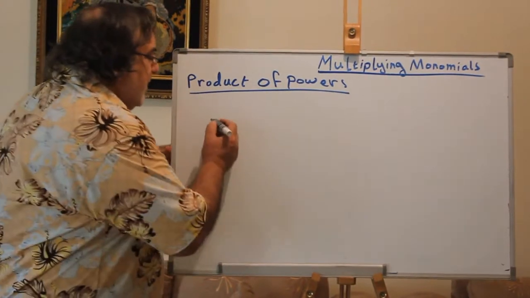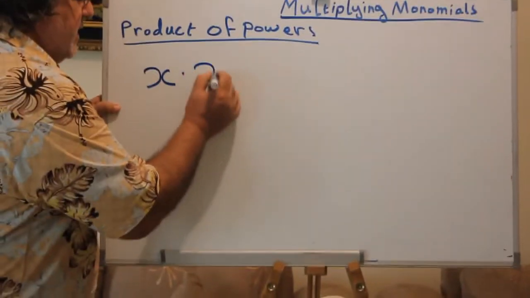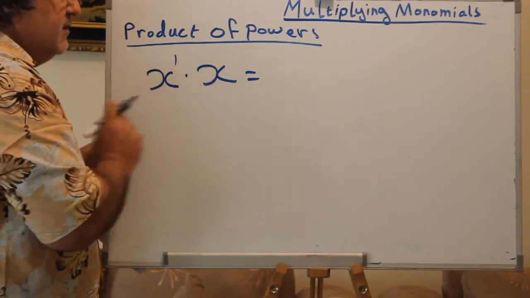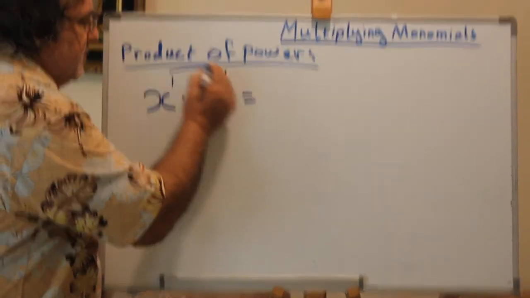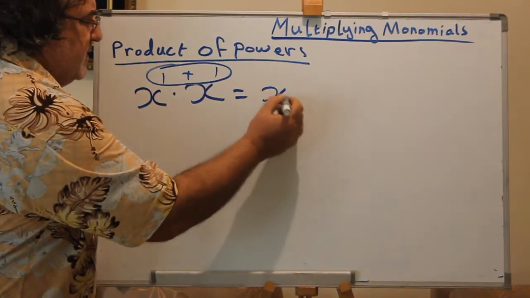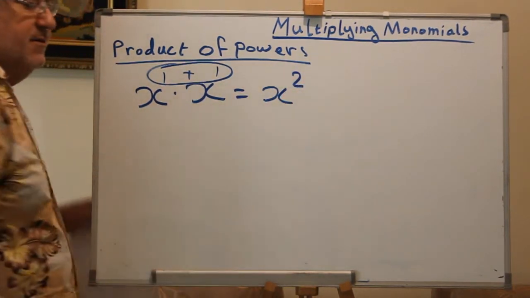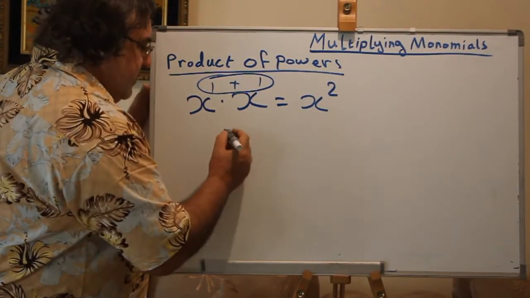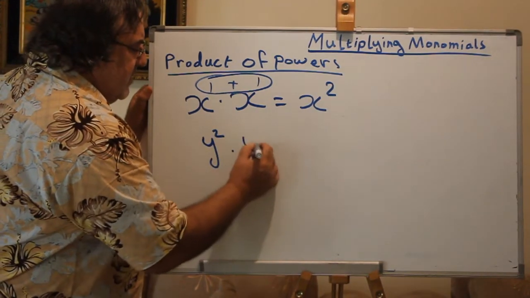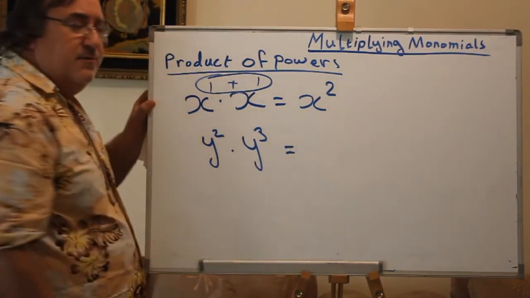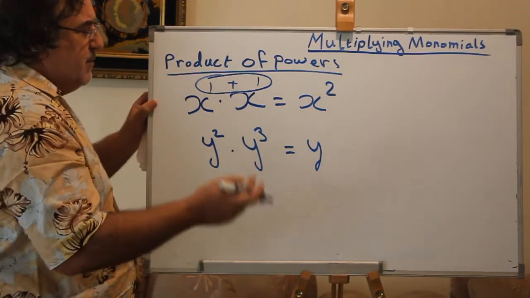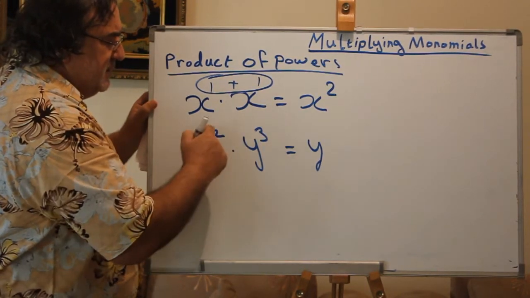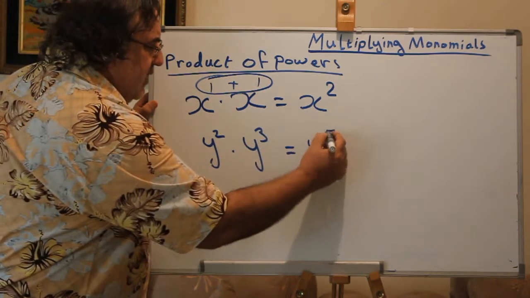What does it mean? If you have x times x, what is the power of this? It is 1. Without writing it, we know it is 1. So what we do to the powers is add them. 1 plus 1 is 2, so x times x is x squared. Now if we have y squared times y cubed, what do you think would be the answer? As you said, we add the powers. So when we multiply two terms with the same base and different powers, we add the powers. So 2 plus 3 would be 5.